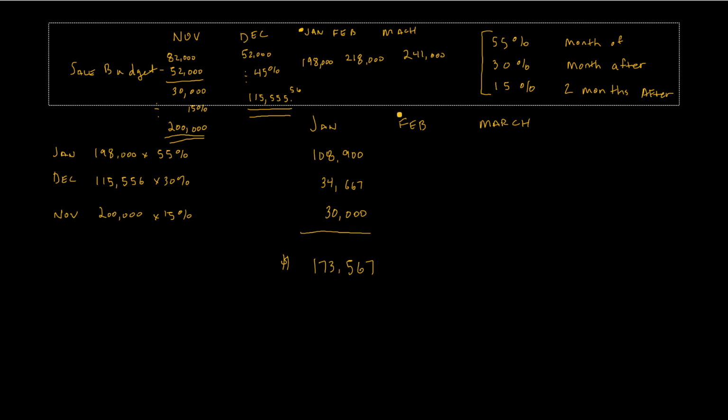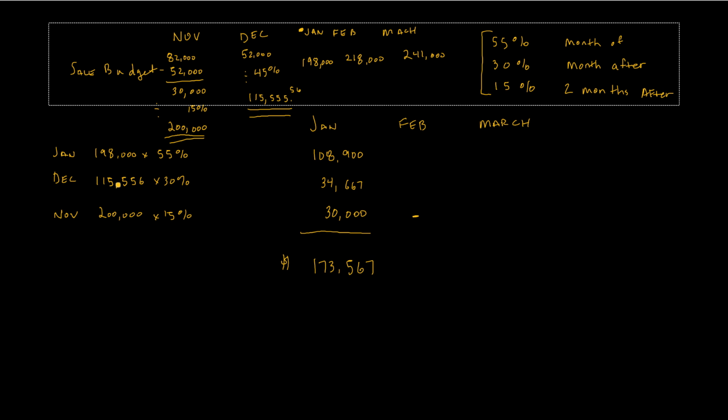So let's look at February. I got to calculate February. Okay? So, am I going to collect any of November sales in February? No. Right? Because February is 3 months after November. I've collected all my sales, right? Based on what they told me on what my collection is. Okay?